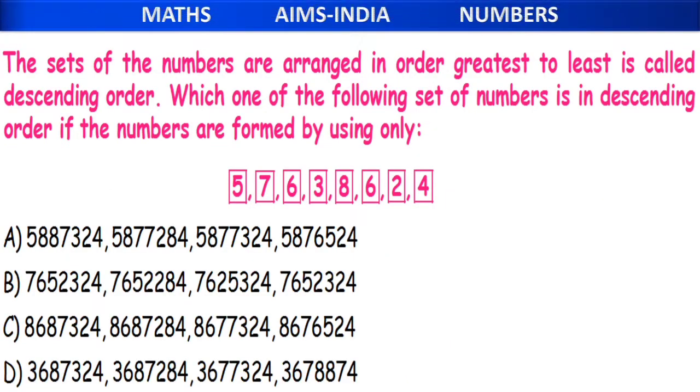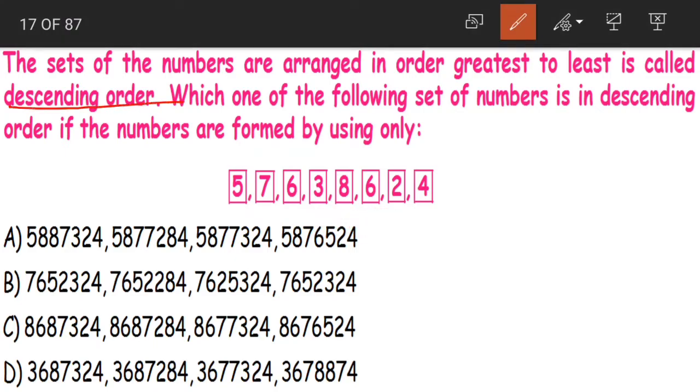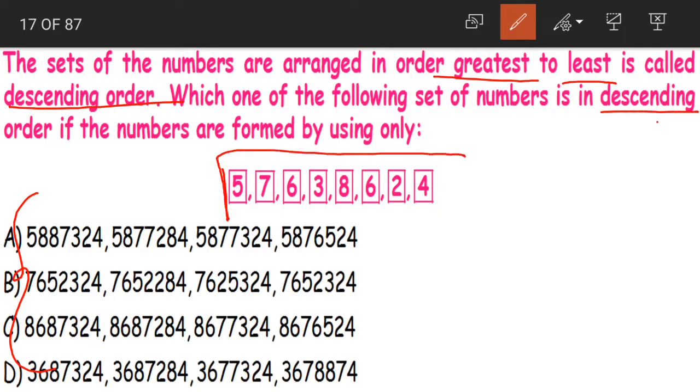Okay, children? Next question. The set of numbers arranged in order from greatest to least is called descending order. Which one of the following sets of numbers is in descending order if the numbers are formed using only 5, 7, 6, 3, 8, 6, 2, 4? Now what are they saying? Again, they have given us the meaning of descending order. We'll arrange the numbers from the greatest to least. Of the given options, which numbers are in descending order, and the numbers are to be formed only using these digits.